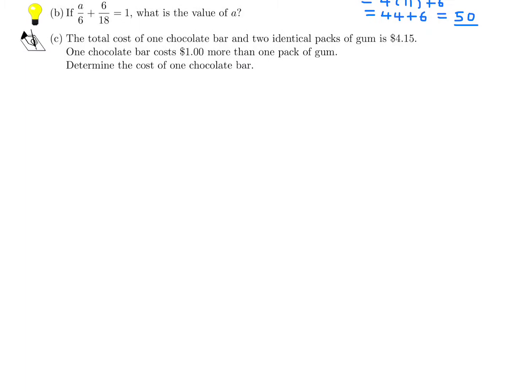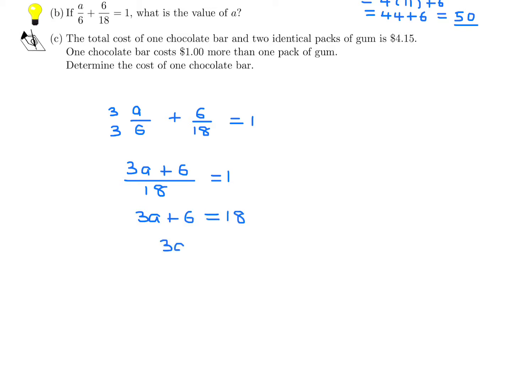If a over 6 plus 6 over 18 is equal to 1, what is the value of a? Get a common denominator by multiplying top and bottom by 3, and you get 3a plus 6 over 18 is equal to 1. Cross multiply, and you get 3a plus 6 is equal to 18. Bring the 6 over, 3a is equal to 12, and therefore divide through by 3 to get a is equal to 4.